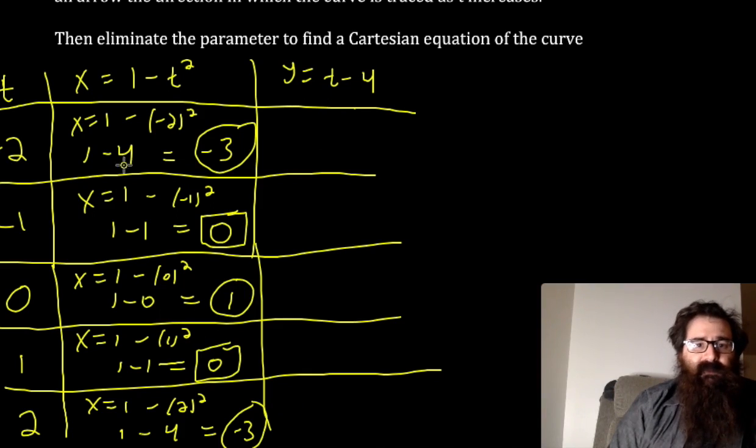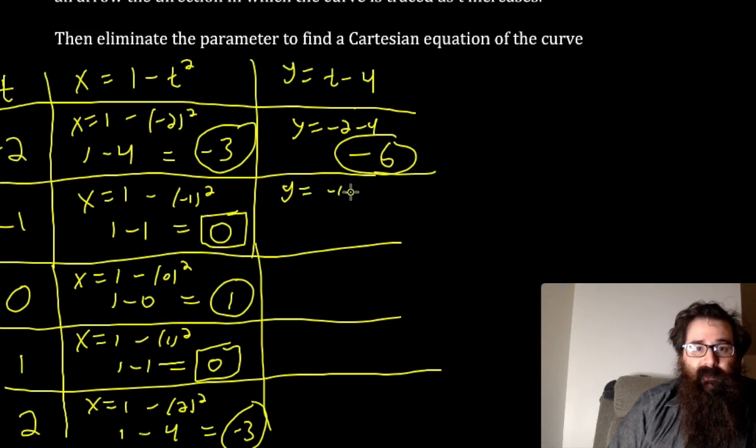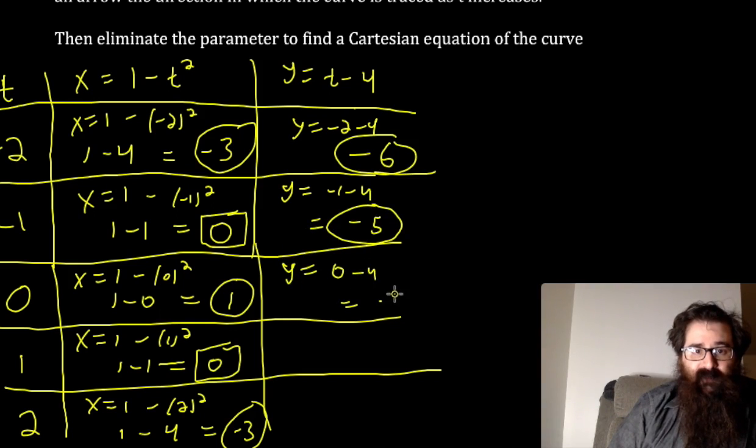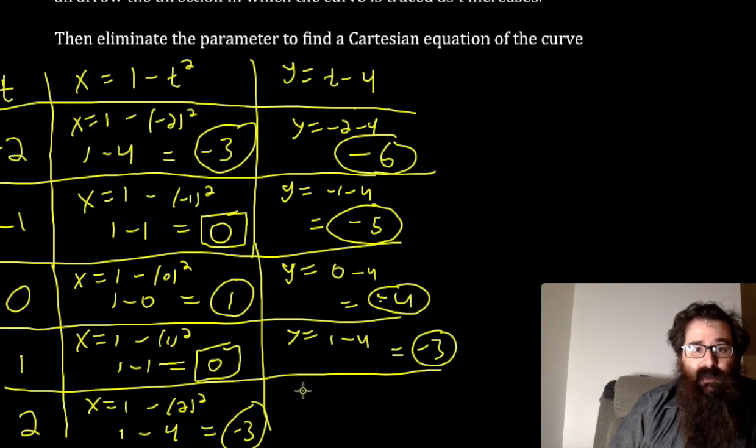Now I'm going to plug in my t values to find y. So if I plug negative 2 in, I get y is negative 2 minus 4, and that's going to give me negative 6. If I plug negative 1 in, I get negative 1 minus 4, which gives me negative 5. We can maybe notice that y is going to move linearly, so at some point it becomes kind of predictable. If I plug in 0, I get 0 minus 4, which gives me negative 4. If I plug in 1, I get 1 minus 4, which gives me negative 3. And lastly, if I plug 2 in for t to solve for y, I get 2 minus 4, which gives me negative 2.